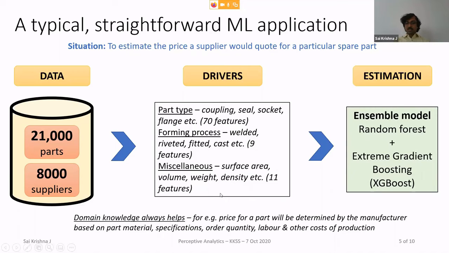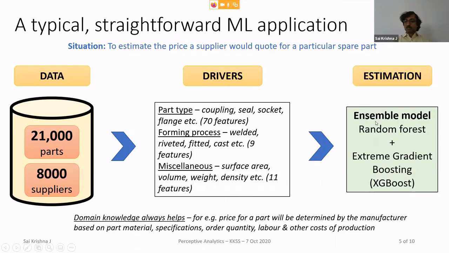These are the miscellaneous features, and these details were provided in the data itself. The forming process and part type were also directly provided in the data, and these features are essentially proxies for the domain knowledge features which I have listed here: part material specifications, and of course order quantity. This was also provided in the data itself. Of course, it is not possible for us to factor in every available driver of the price. There might be certain other costs of production as well, which we don't know currently. But with the features that we have, we make an estimation using a machine learning model.